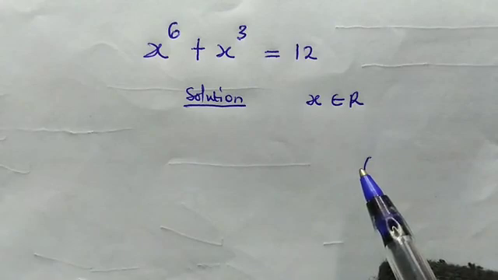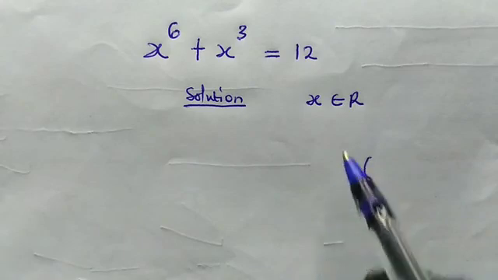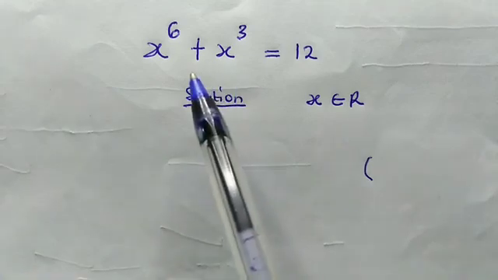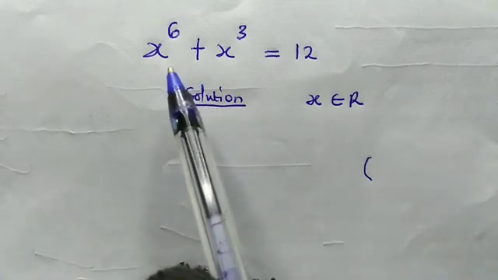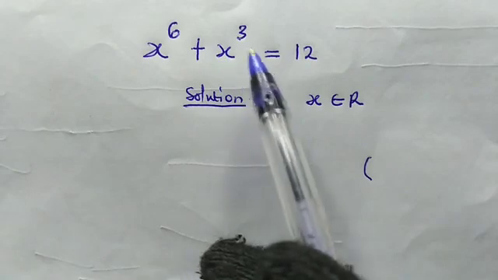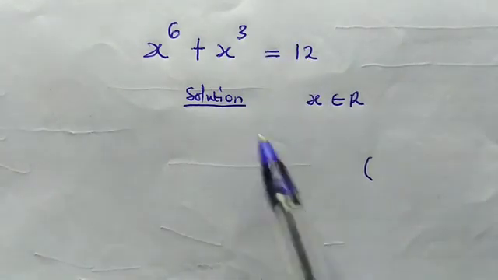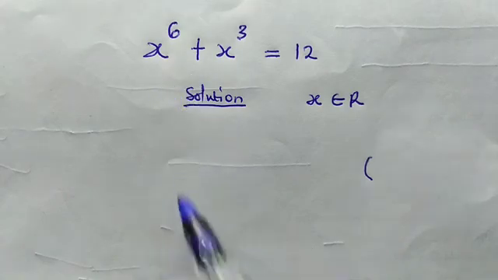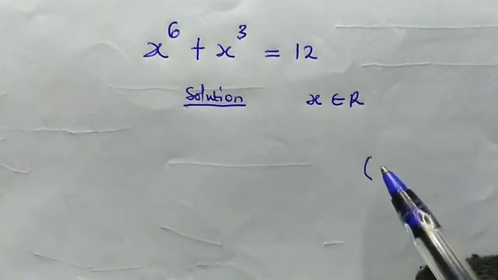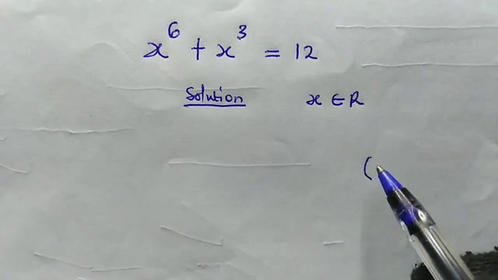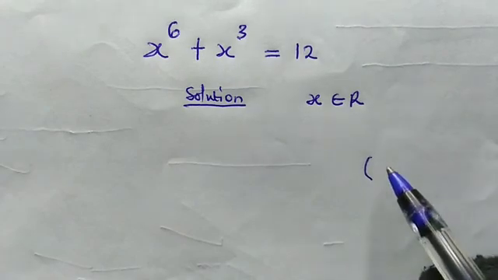In this video we are going to solve for the real value of x in the following hexic equation. x to the power of 6 plus x cubed is equal to 12. For the left hand side of this equation, we are going to rewrite it, but we need to recall a very nice identity.